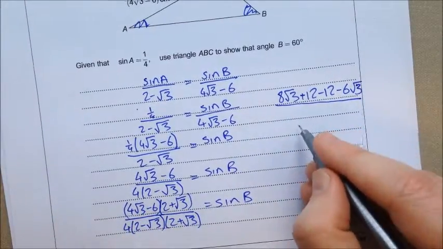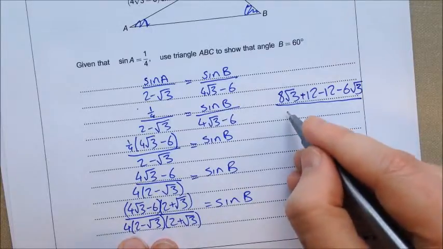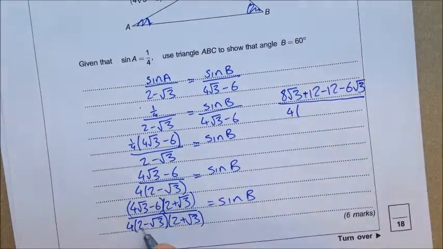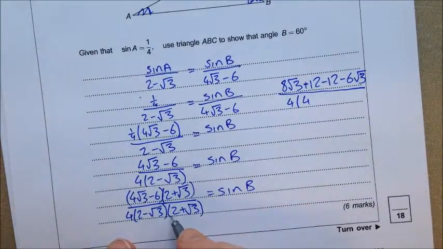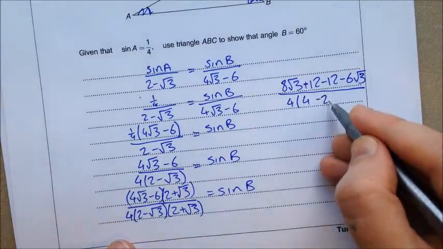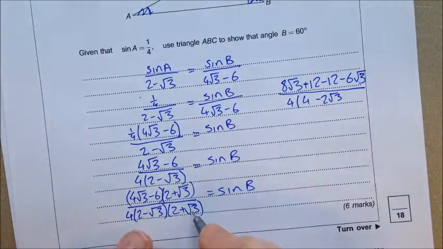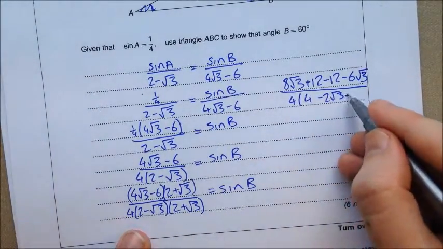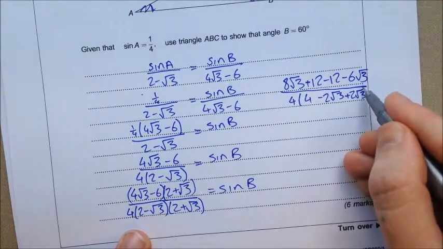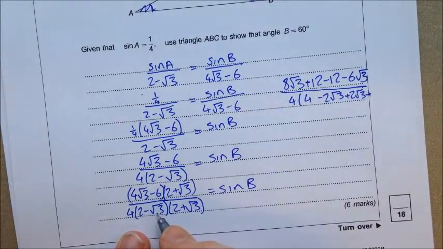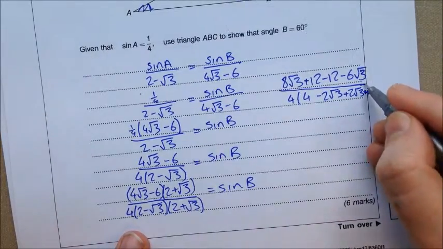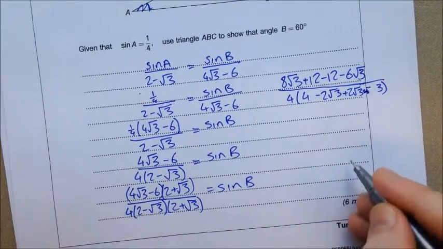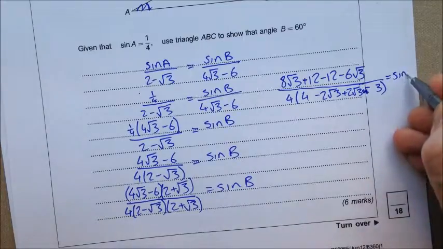And on the bottom, we've got 4 times, now 2 times 2 is 4. Negative root 3 times 2 is minus 2 root 3. Then we've got plus 2 root 3. And last, minus root 3 times root 3. Root 3 times root 3 is 3, so that's going to be take away 3, and that comes to sine B.